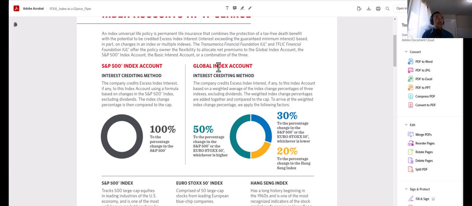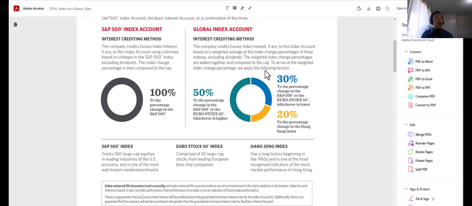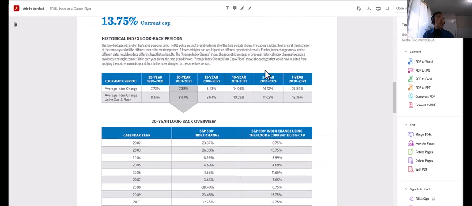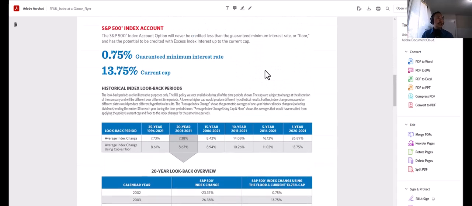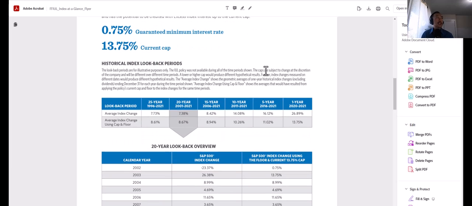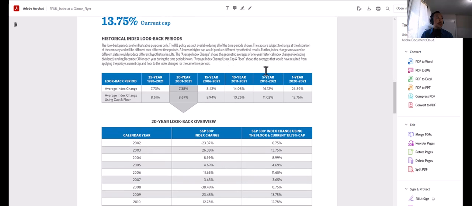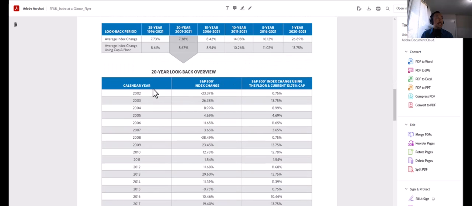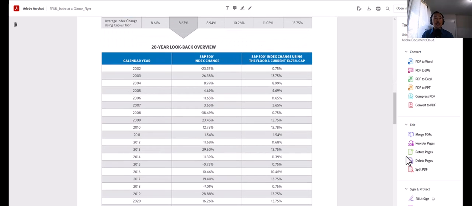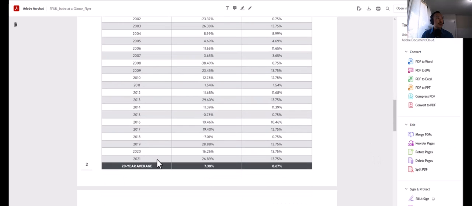And then the next index that you can link to is the global index. And these are the blended rates that I shared with you earlier. So first, let's look at the S&P 500. And don't worry, guys, if you're not a numbers guy, don't let the numbers overwhelm you. I'll explain every single thing. Okay, so think of these as years, going all the way back from 2021 to 2002.